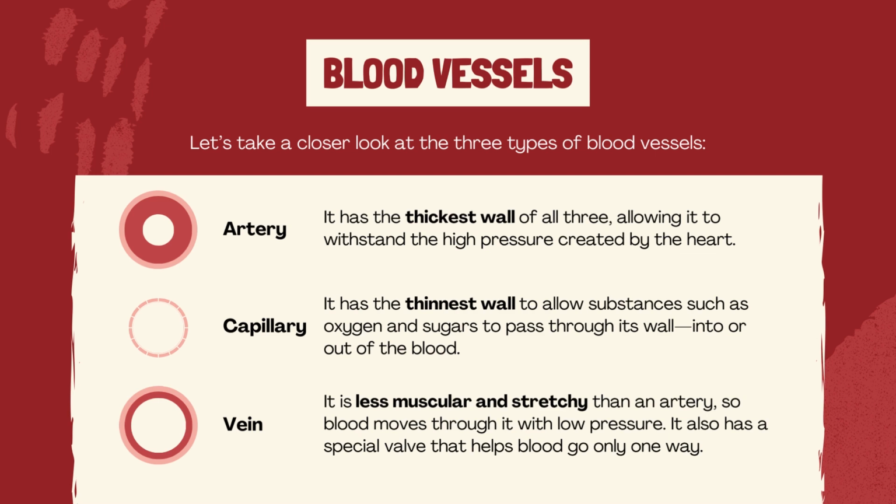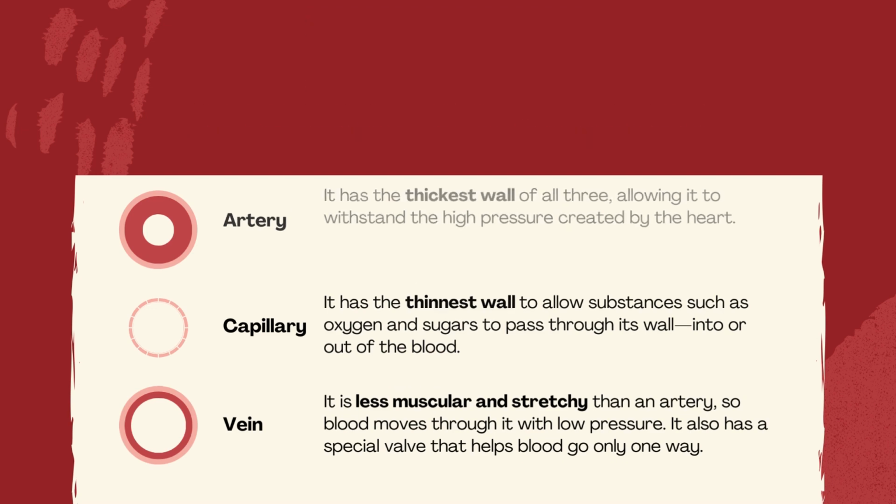The artery has the thickest wall of all three, allowing it to withstand the high pressure created by the heart. The capillary has the thinnest wall to allow substances such as oxygen and sugars to pass through its wall onto or out of the body. The vein is less muscular and stretchy than an artery, so blood moves through the vein with low pressure. It also has a special valve that helps blood go only one way.